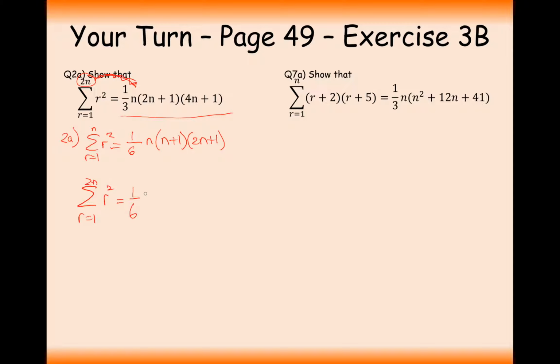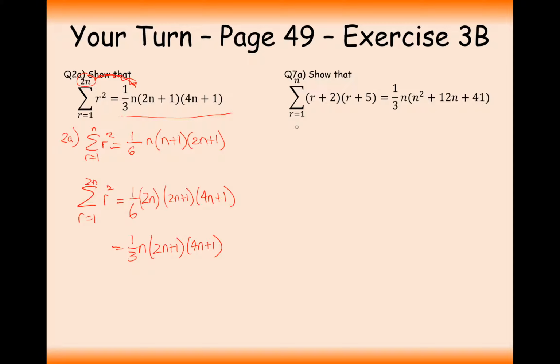So it's 1/6, 2n, 2n plus 1, 4n plus 1, because we're doubling the n's each time. Okay, it's not quite how we've got our final answer here. We just need to now cancel down the 2 and the 6 here. So now it's just 1/3 n, 2n plus 1, 4n plus 1. So that question there was pretty easy, to be fair.